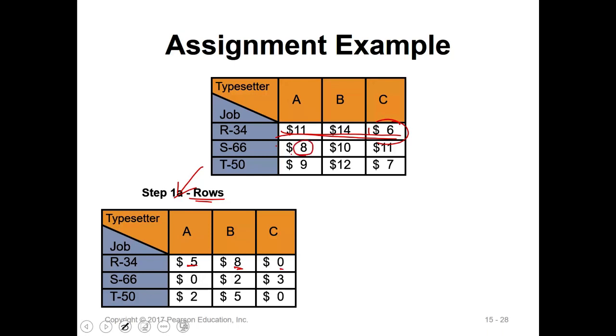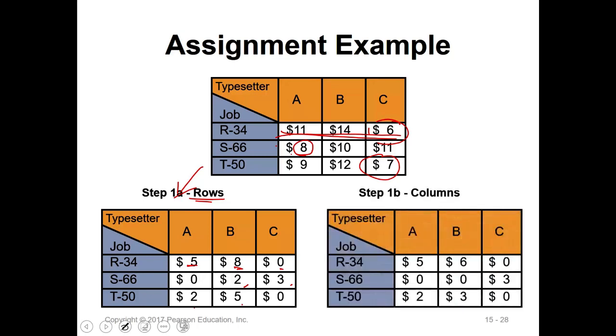8 is the lowest number. If I subtract 8, this is 0, and here's 2, this is 3. Similarly, I'm going to subtract 7. So now this is 0, here is 5, here is 2. Keep doing this. And also subtract the lowest number from the columns.